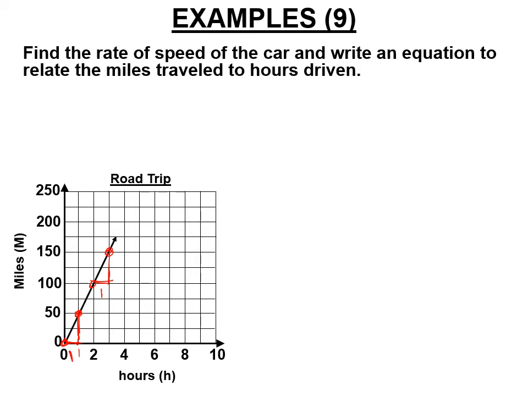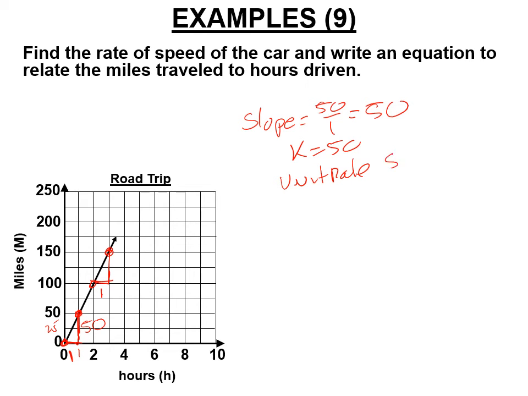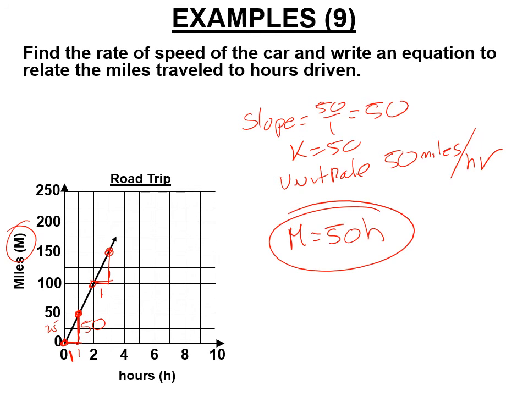And the rise is 2 boxes, but each box is worth 25. So the rise there is 50, right? So the slope is 50 over 1, which is 50. That means K is 50, and that means the unit rate is also 50. 50 what? 50 miles per hour. Right? This is miles per hour. They're all the same. We're going to write an equation. M for miles is 50 times the number of hours.